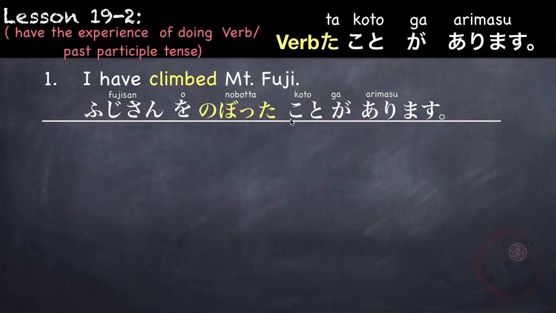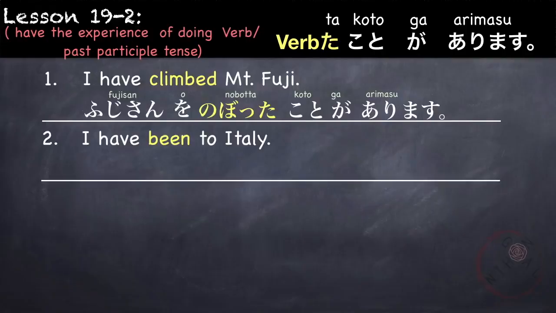But remember, this is a bit different from the plain past tense, which indicates that you did something in the past. For example, I climbed Mount Fuji. Fujisan o noborimashita. So it's different from Fujisan o nobotta koto ga arimasu, which is I have climbed Mount Fuji. Another example, I have been to Italy.